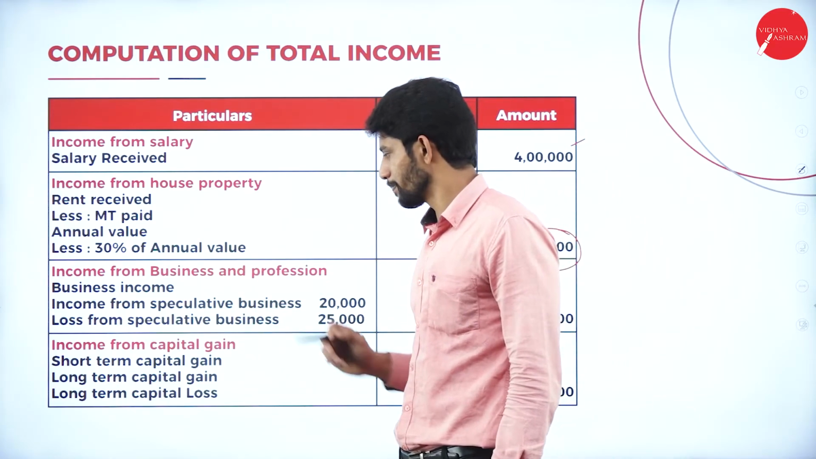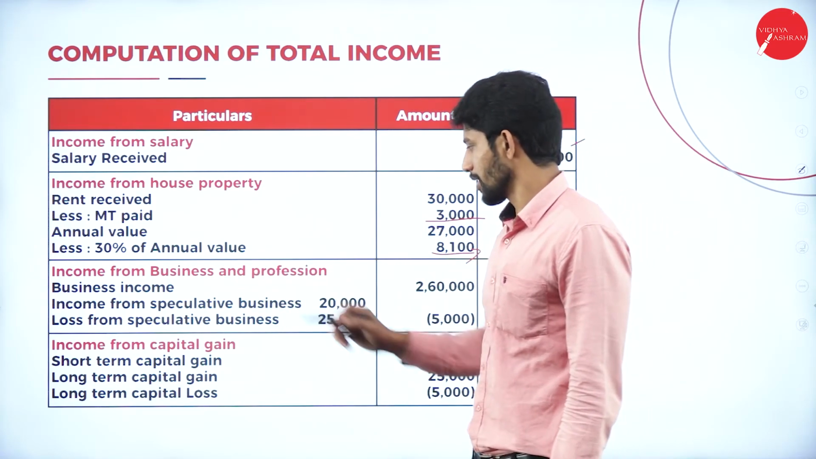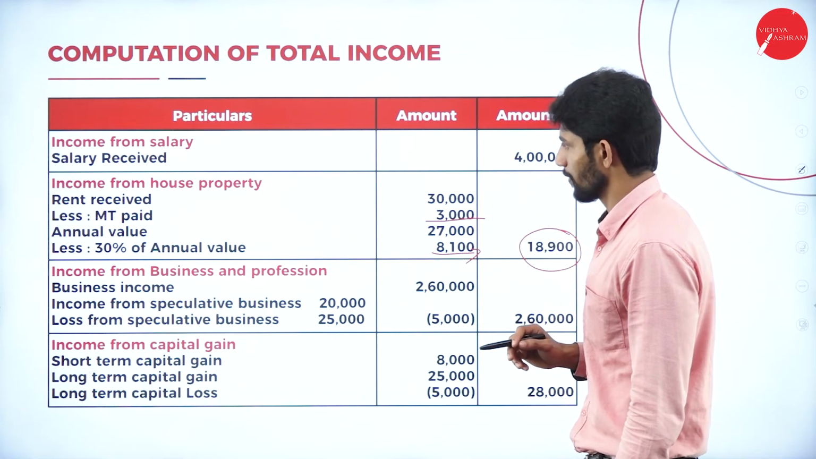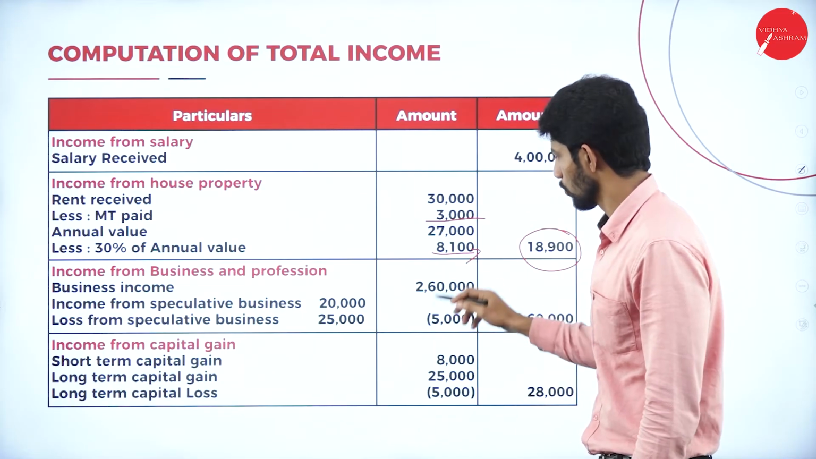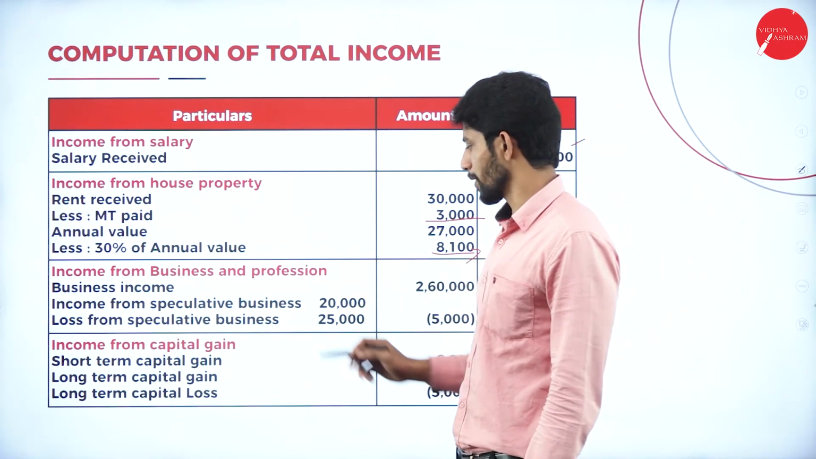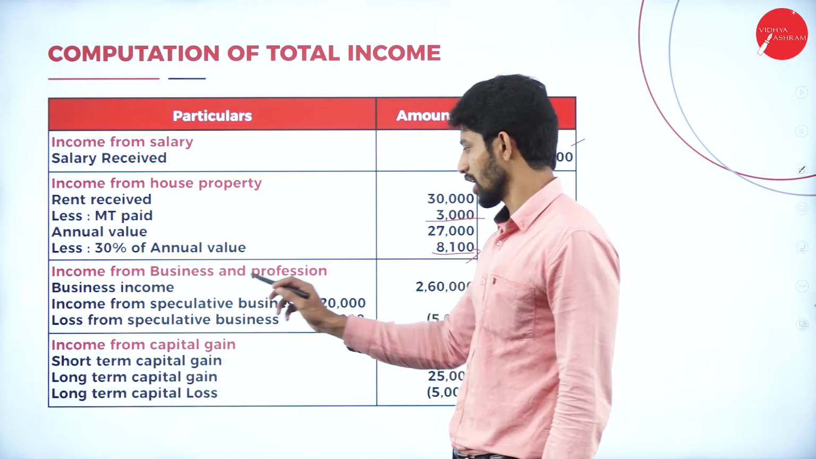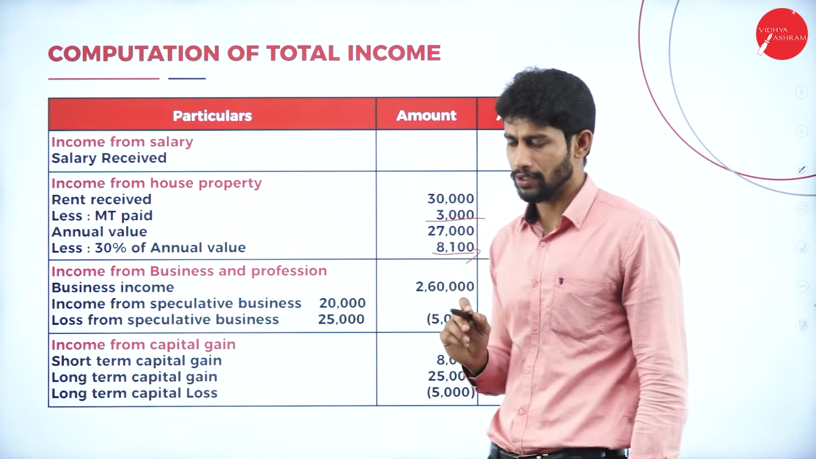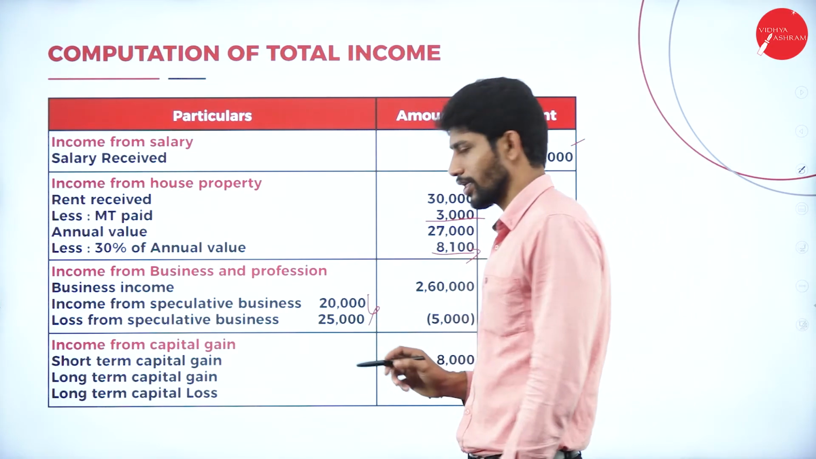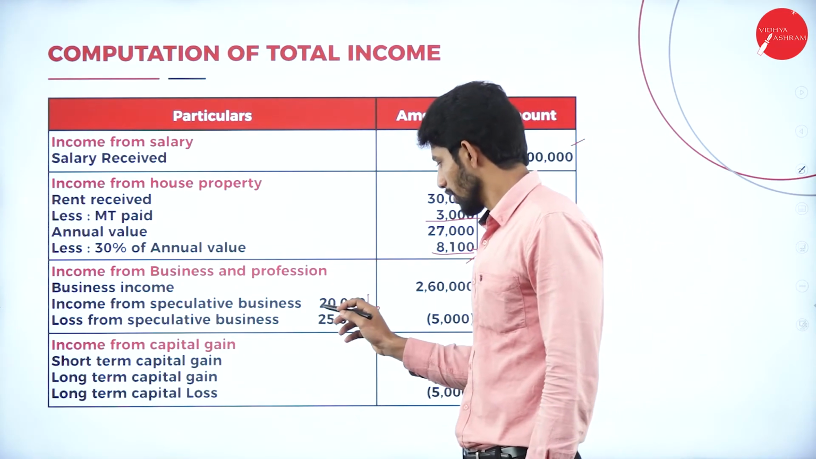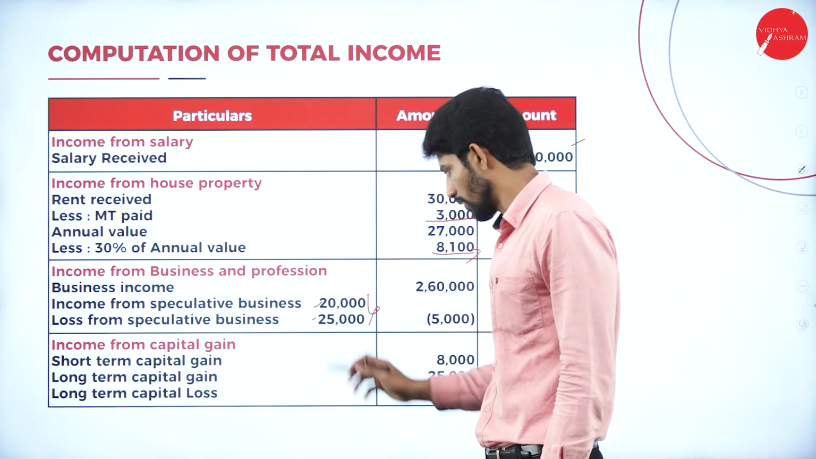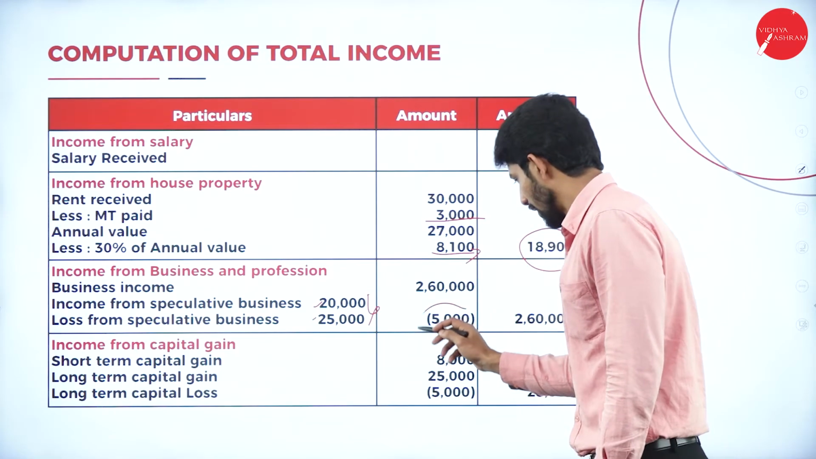Moving on, income from business and profession. Business income. So what is the business income given in the problem? It is 2,60,000. So directly take 2,60,000. So income from speculative business 20,000 and loss from speculative business 25,000. You have to set off this. Okay, you have to adjust the income and loss with respect to that particular business. So here income is 20,000 and loss is 25,000. So here we have loss.